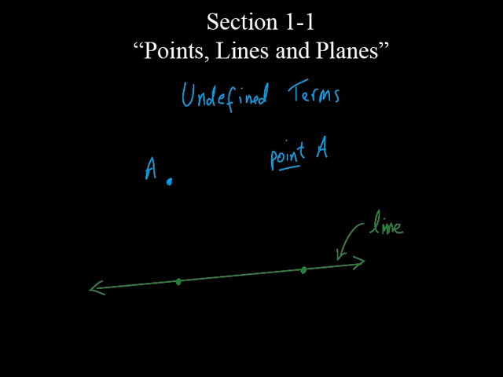How do we describe the points again? We use capital letters with this, so we'll call that capital A and capital B. So if I have a point A and a point B, and it's connected by this straight line, then we call that thing a line.